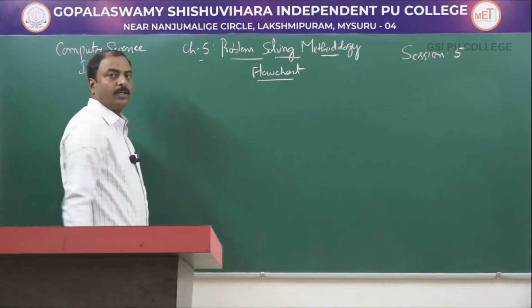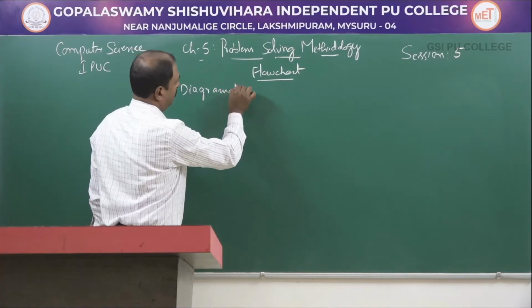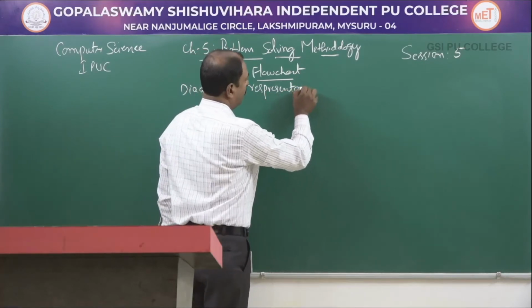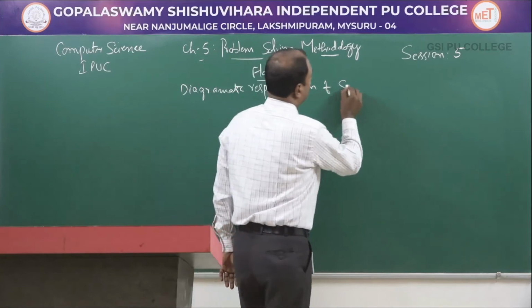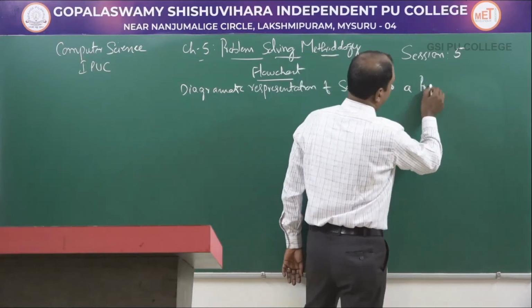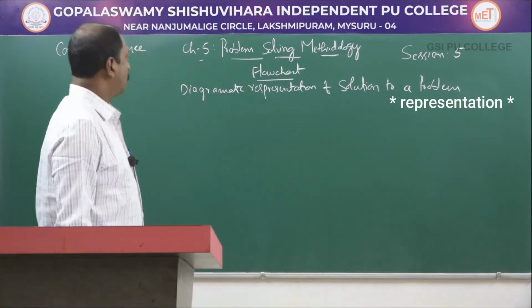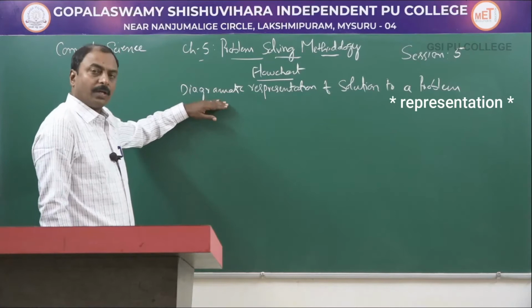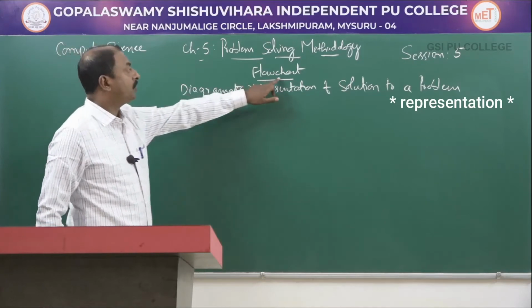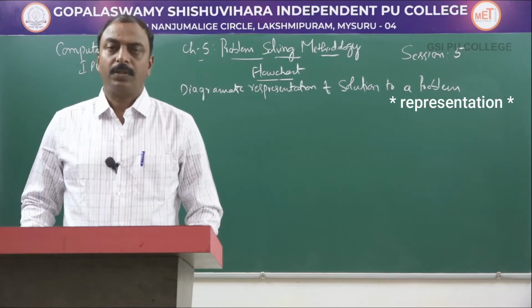You know what is a flowchart? Flowchart is a diagrammatic representation of solution to a problem. This definition I explained to you in my previous session. In the previous session we worked out algorithm. Algorithm is a textual representation, whereas flowchart is a diagrammatic representation. We'll use some geometrical shapes to draw flowcharts.